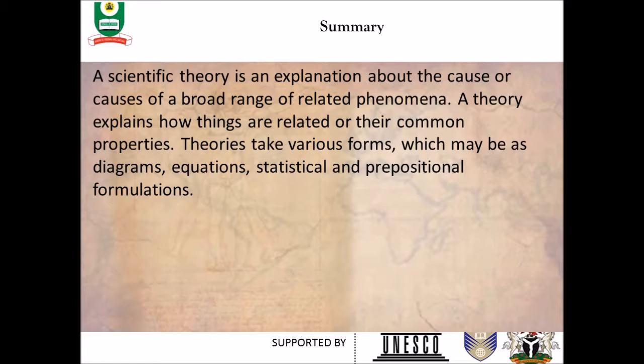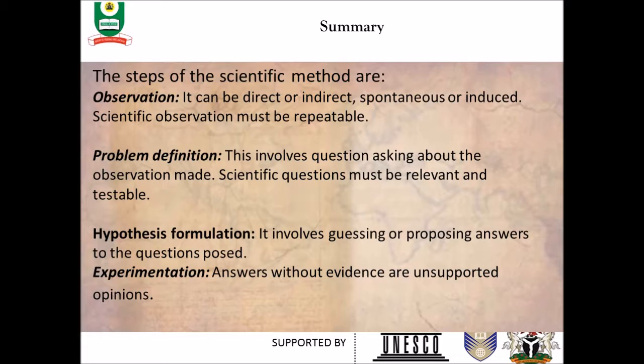Let us wrap up this unit. In this unit, we learned that a scientific theory is an explanation about the cause or causes of a broad range of related phenomena. A theory explains how things are related or their common properties. Theories take various forms, which may be a diagram, equation, statistical, or propositional formulation. What were the steps? Steps of the scientific method identified were observation, problem definition, hypothesis formulation, experimentation, conclusion, and theory formulation.